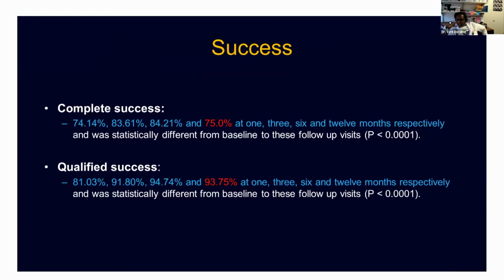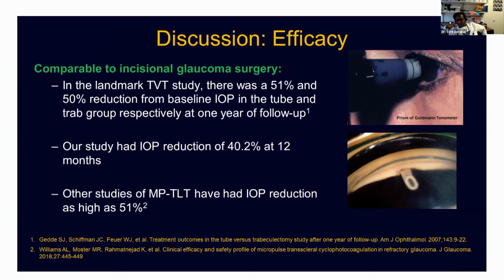Success-wise, at the end of 12 months, almost 75% of patients had complete success, and almost 93% of these patients had IOP well controlled. So when you compare with an incisional surgery, like a trab or a tube, what is the comparison?